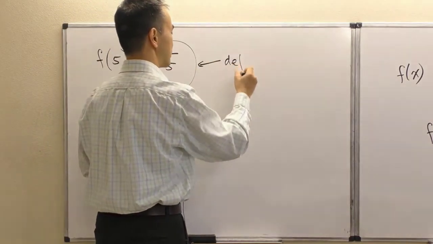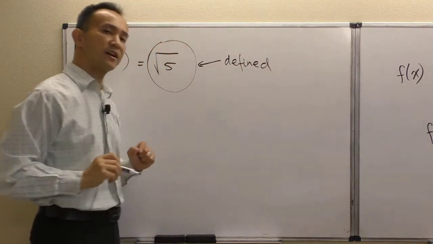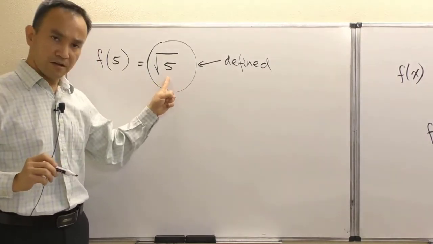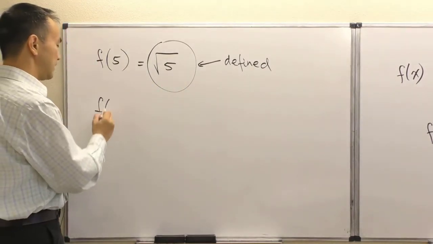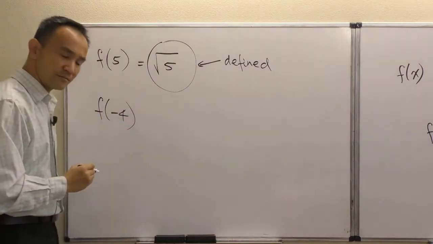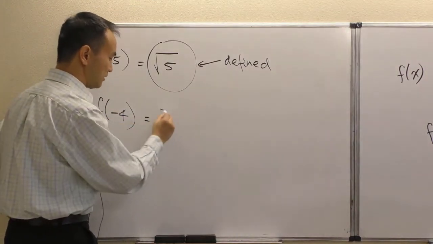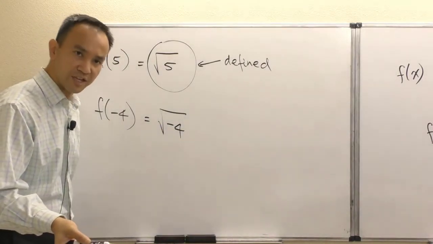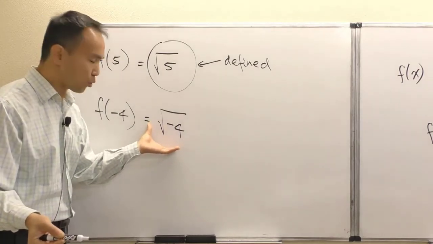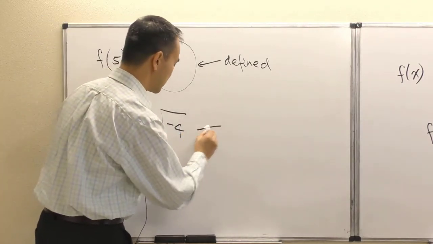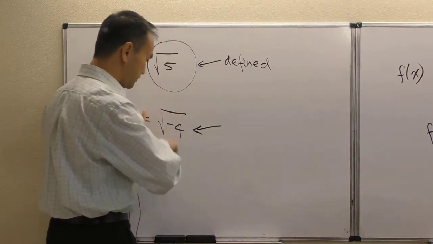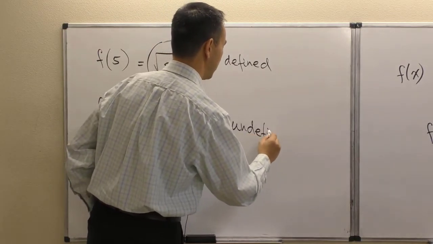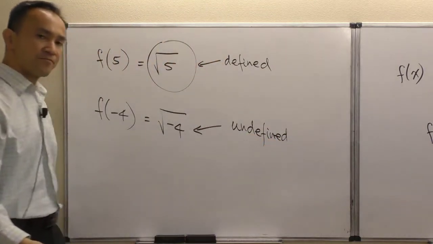So with this input 5, even though the answer is not a nice looking expression or value, it's a number. It's defined. But now f of negative 4 equals, well, the rule says we take the square root of the number negative 4. But this is where problems come in again, because we cannot take the square root of a negative. So in our understanding at this point, this operation gives an undefined value. We have an undefined value.